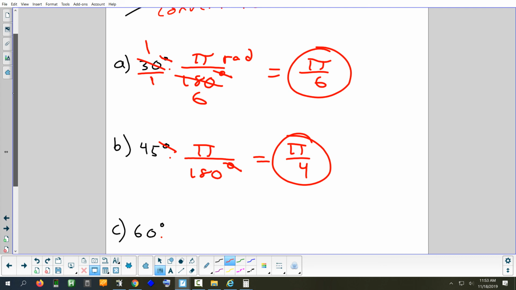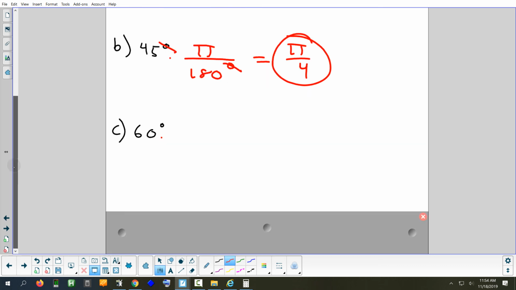Once you start to know the 30s and 45s, you could ask me what 120 is. And in my head, I say quickly, okay, 30 is pi over 6. 120 is quadruple that, so 4 pi over 6. And then I don't have to go through the conversion. But you just got to get used to the 30s and 45s first. Divide by 180 times pi. 60 goes into 180 3 times.